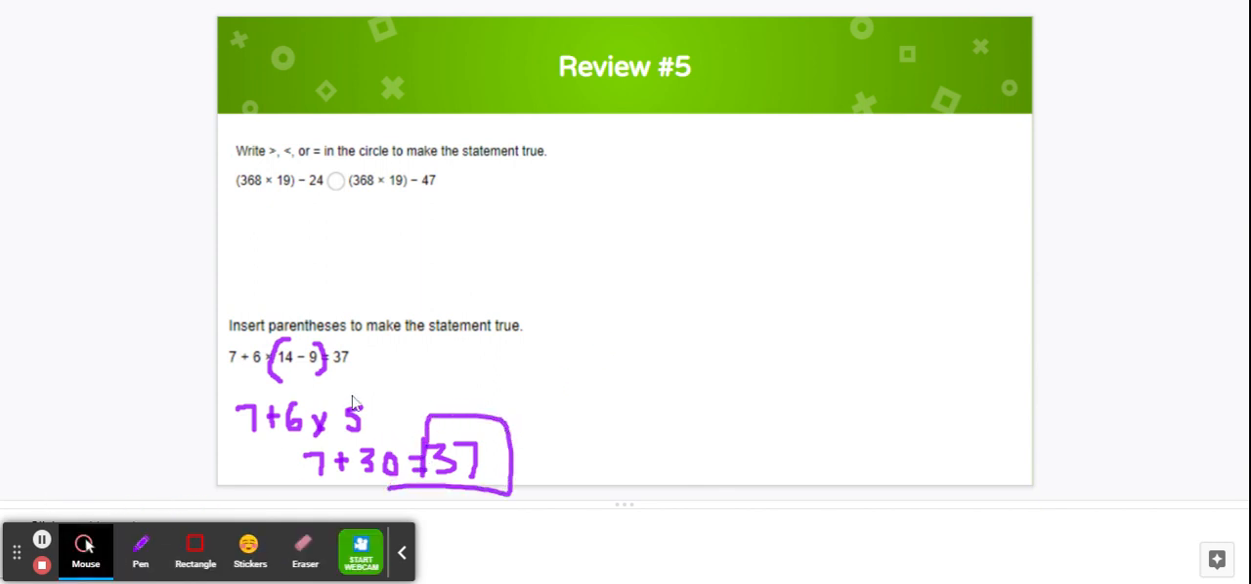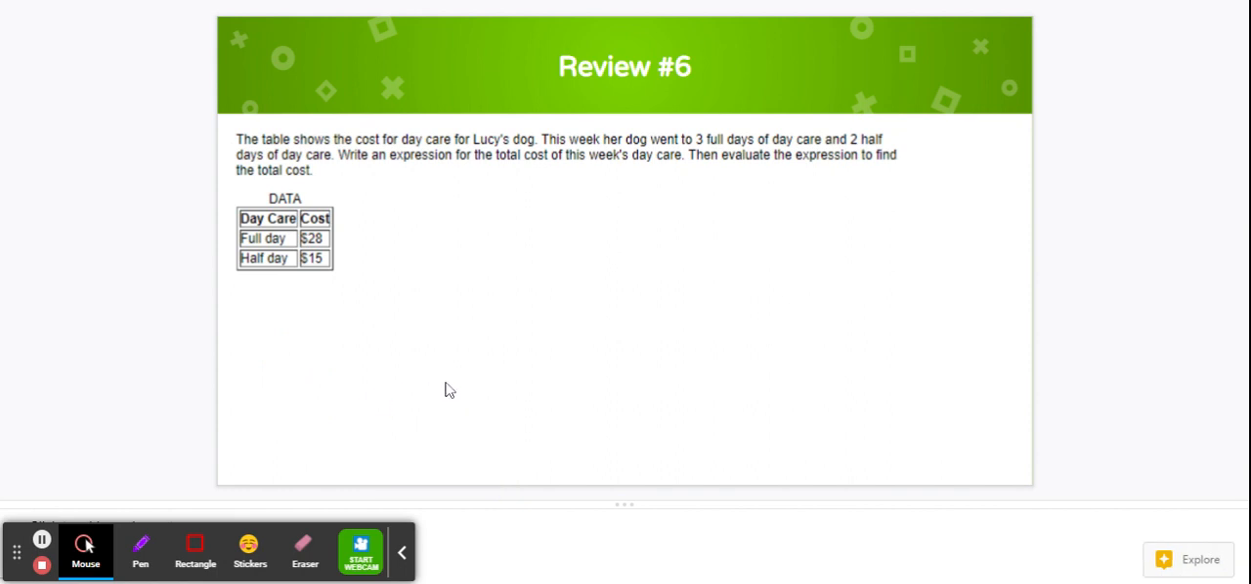Let's look at the last one. Number 6 here. This one's got some data, some charts, a word problem. We're kind of putting it all together here. It says the table shows the cost for daycare for Lucy's dog. This week, her dog went to 3 full days of daycare and 2 half days of daycare. Write an expression for the total cost of this week's daycare, then evaluate the expression to find the total cost. So we're not going to evaluate it, but we are going to write it, because I think writing it is the part that we really want to learn here today. So let's just write the expression.